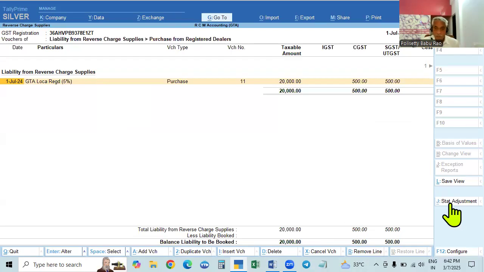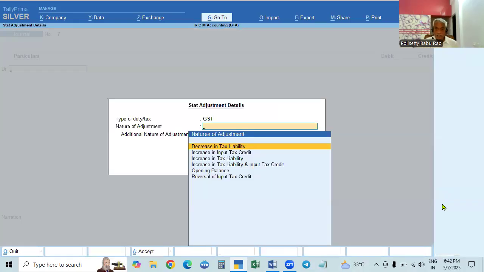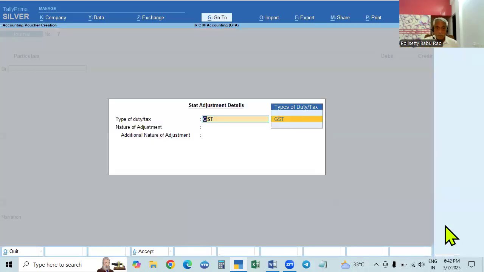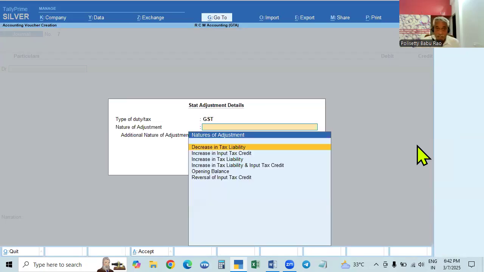We should not do it manually. Go to the voucher, see here on the right side, Alt J is there. Alt J means stat adjustment, statutory adjustment. You have to go to the statutory adjustment. The tax type is GST. And then what adjustment are you doing? Creating liability and ITC. Here, increase in tax liability separately, increase in input tax credit separately, two items, plus registered and unregistered. Totally, four items you have to create. Liability we have to create and input tax credit you have to create.